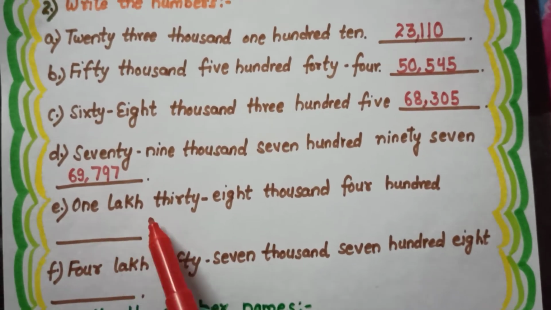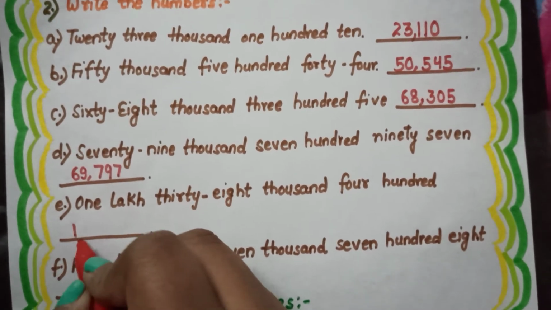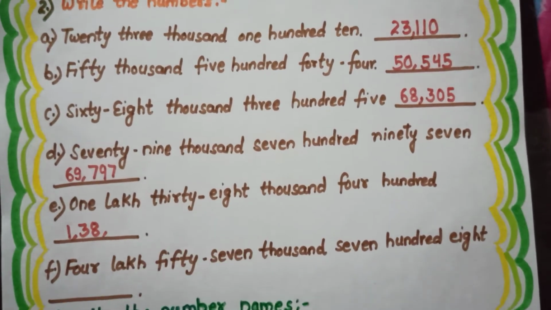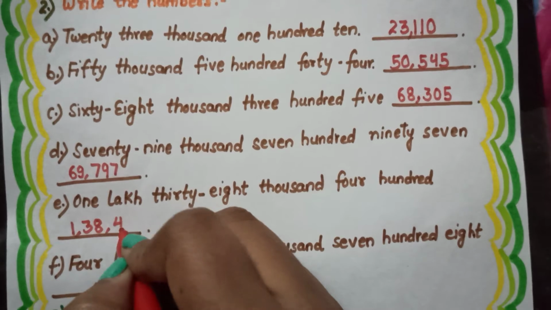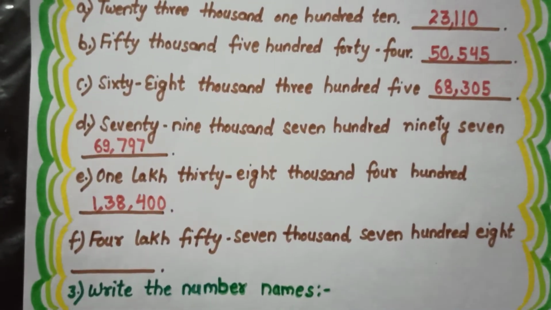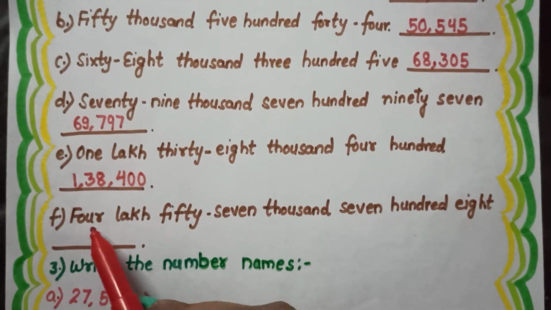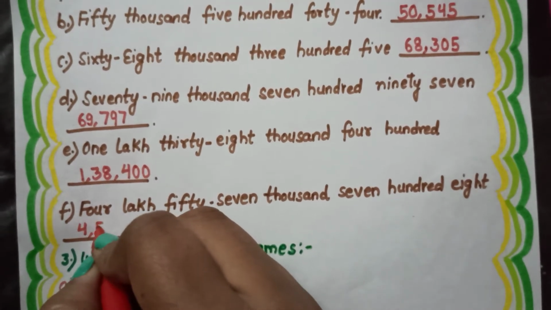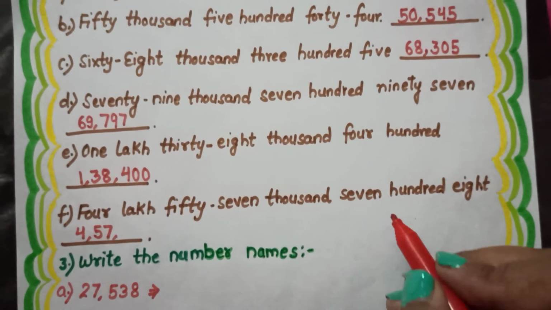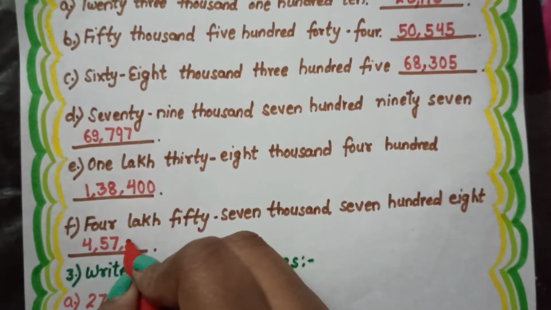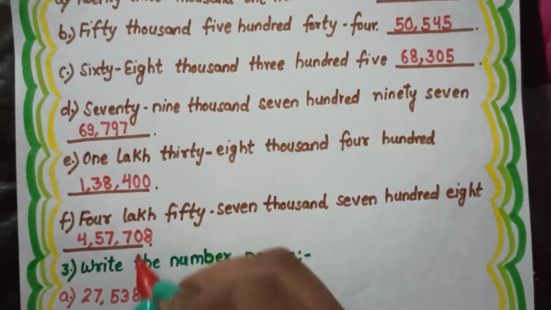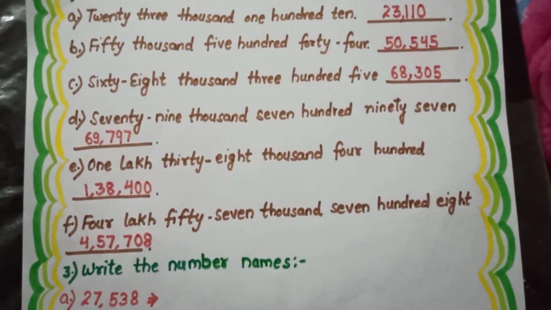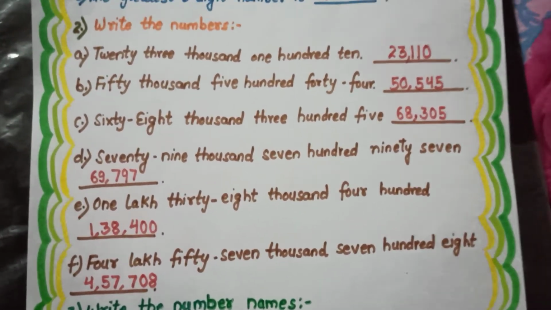Now in E part we have numbers in lakhs. So 1 lakh, 38,000, 38,400. Let us write down 400. Now 4 lakh. Write down 4 as it is. 57,000, 57,708. Okay students, so this is how we have to do it from number name to numbers.